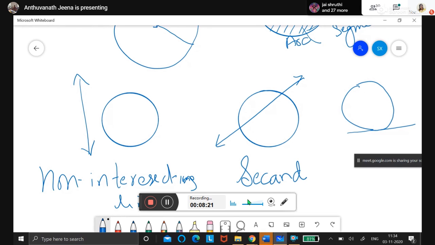The second one we call a secant, S-E-C-A-N-T. The line touches the circle in 2 points, like A and B. It is touching in 2 points, and we call it a secant.